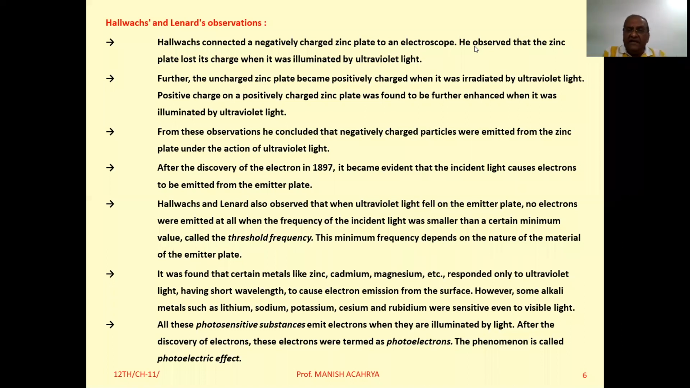These emitted electrons are known as photoelectrons, and this phenomenon is called the photoelectric effect. So finally, Hallwachs and Lenard proved that when the metallic surface is illuminated by light with sufficient or suitable frequency, then electrons are emitted from the surface of the metal. And this effect is called the photoelectric effect. Clear to all of you?